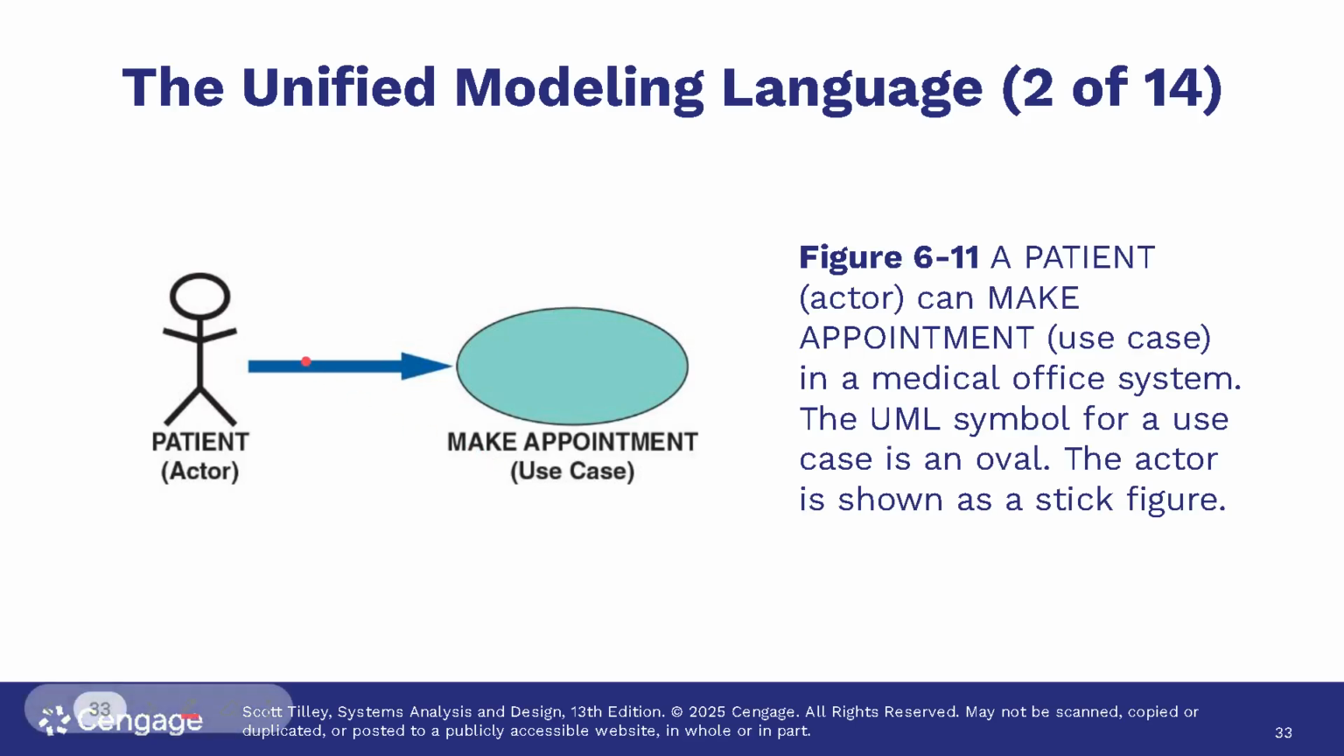So the arrow doesn't say anything. It's what is happening in that particular case of interaction with my system. So let's get a little more complicated than the simple patient making an appointment in a medical office system. There's a lot more things that happen, right?